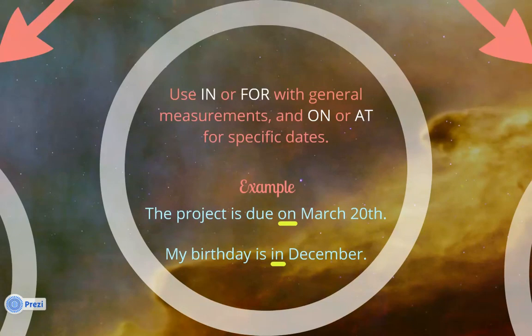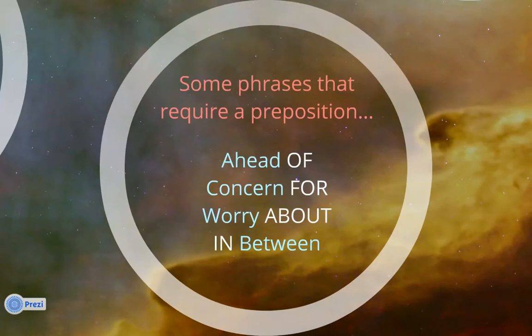Use in or for with general measurements and on or at for more specific dates. For example, the project is due on March 20th. My birthday is in December. Some phrases that require a preposition are ahead of, concern for, worry about, in between. Be sure to remember to include these specific prepositions when using these words.